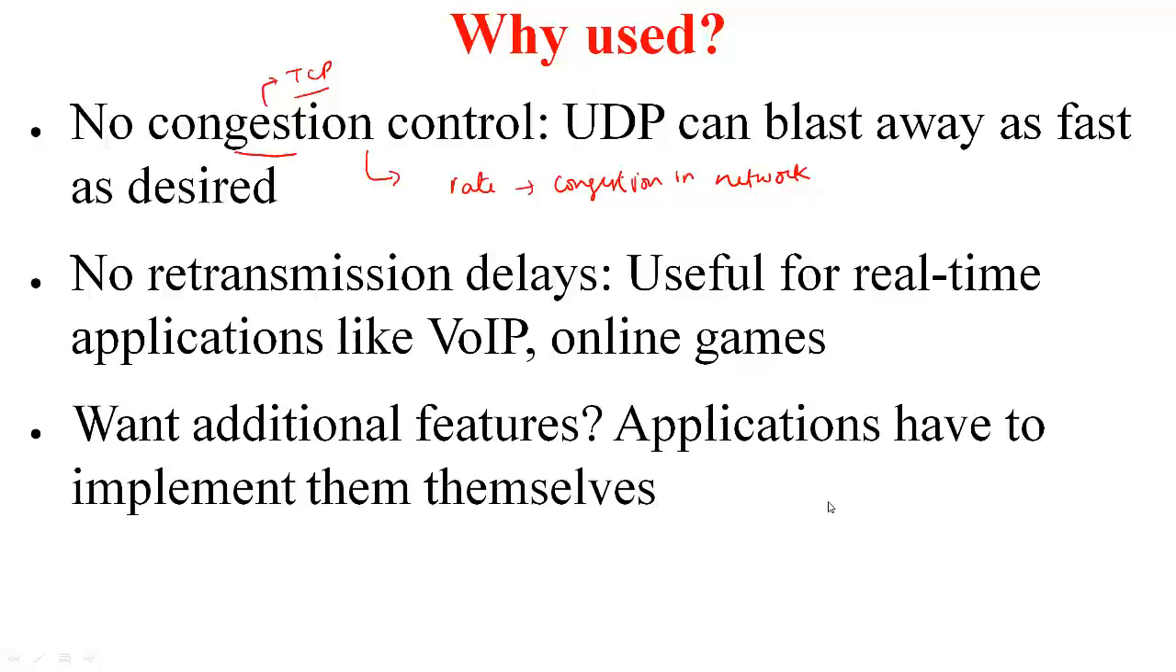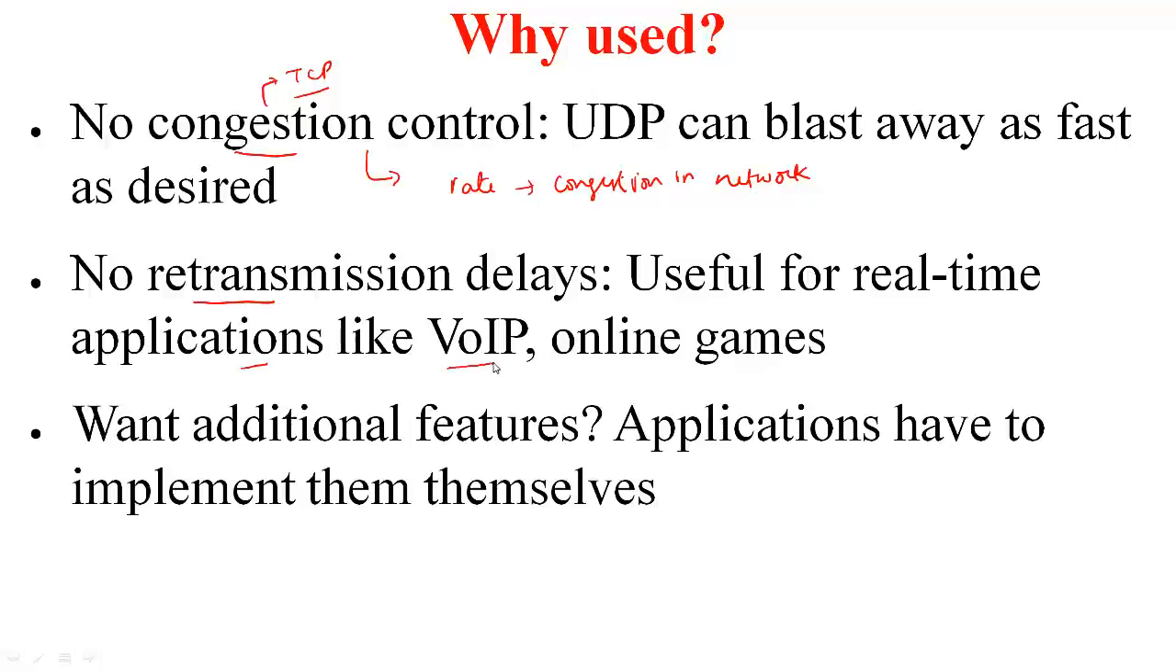Another feature which UDP does not implement but TCP does is retransmissions, because TCP has to support reliability. So UDP does not incur any retransmission delays, and this can be very useful for real-time applications, because in retransmitting some earlier packets, you are delaying the later packets.